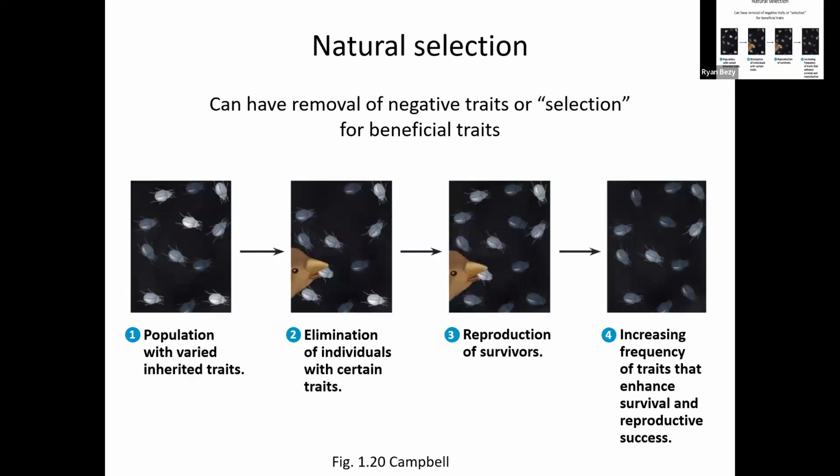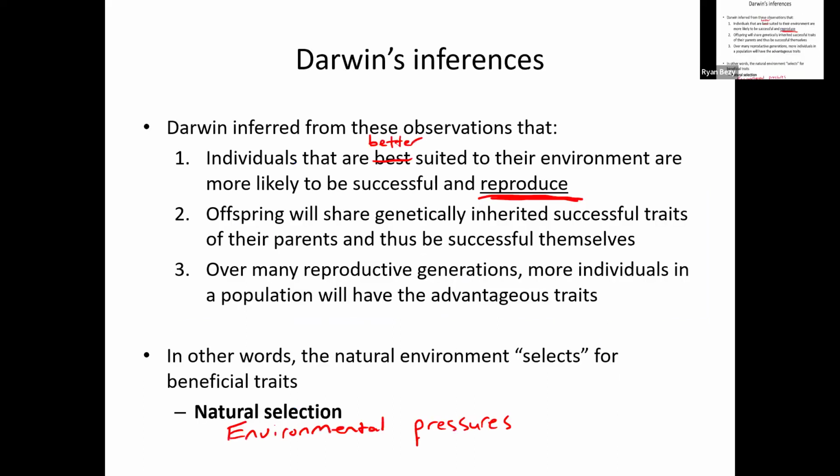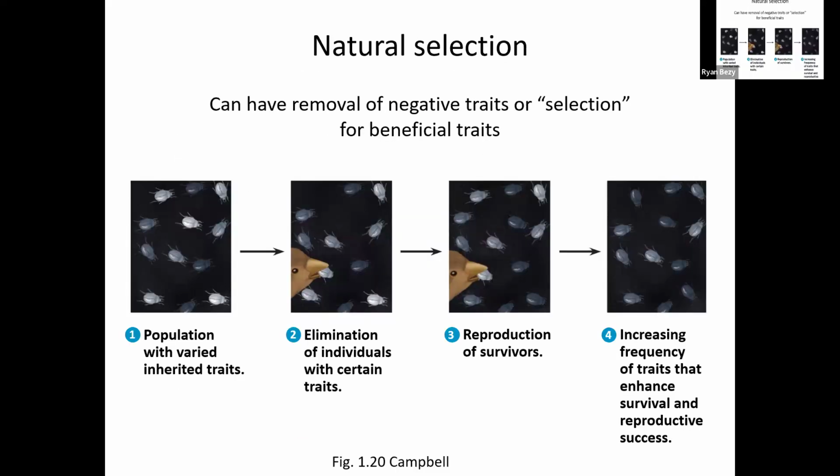Darwin a lot of times talks about individuals that are better suited for the environment being selected for, but you can actually have selection against negative traits or selection for beneficial traits. So it's not just that it's necessarily better; you can have removal of negative traits as well. Just as an example, you might have a species of beetle, and in my example you have variation of color. So you have white beetles, black beetles, and grayish beetles.